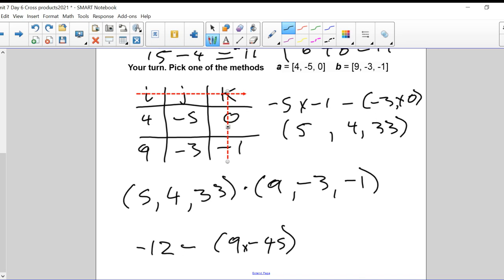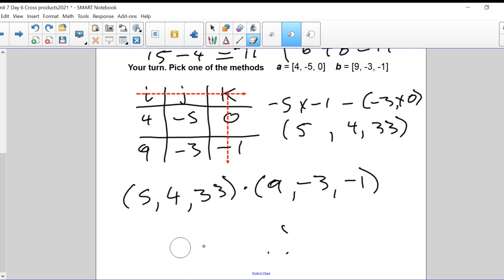Anyway, let me erase all of that. I know we're running up against the clock here, folks, so let's just quickly get this done. What should you expect if I dotted these two vectors right now? The 5, 4, 33, which is the cross product of the first two vectors. What if I were to dot that with the 9, -3, -1? So one of the original vectors. What should you expect to get from that result? Dotting it, not crossing it, but dotting it.